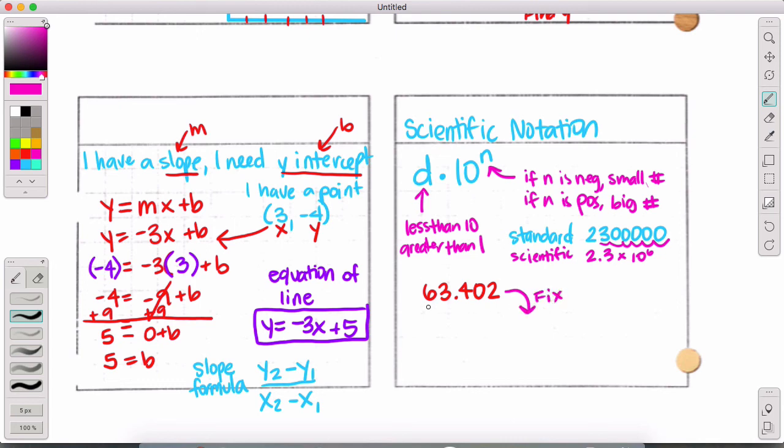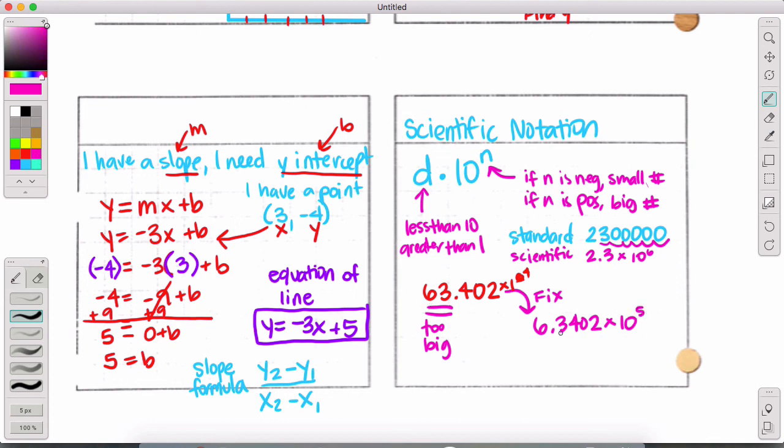You know this D value. This is too big, so I need to make it 6.3402 times 10 to the, this isn't even scientific notation in the first place, let's fix that, times 10 to the 4th, let's say. So it was 10 to the 4th, but I made the number 10 times smaller, so I have to make the place value 10 times bigger. So 10 to the 5th.